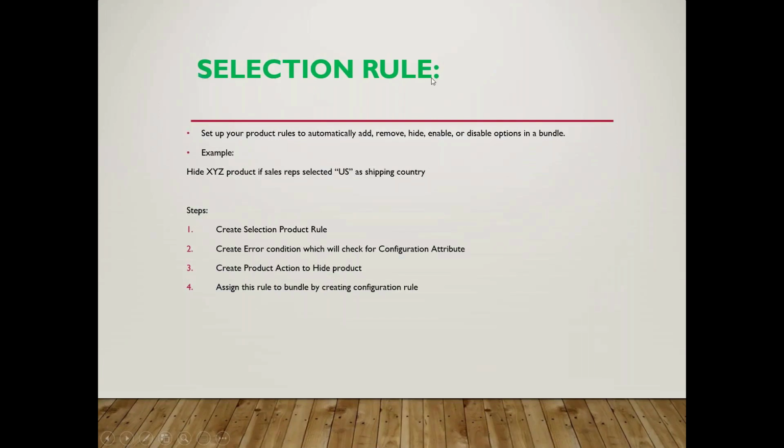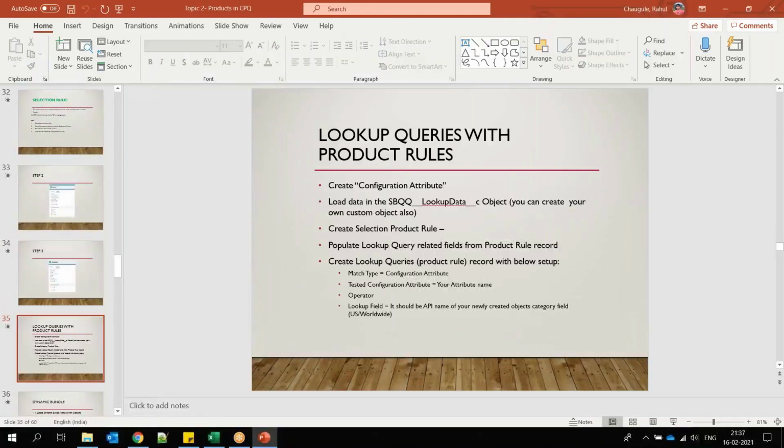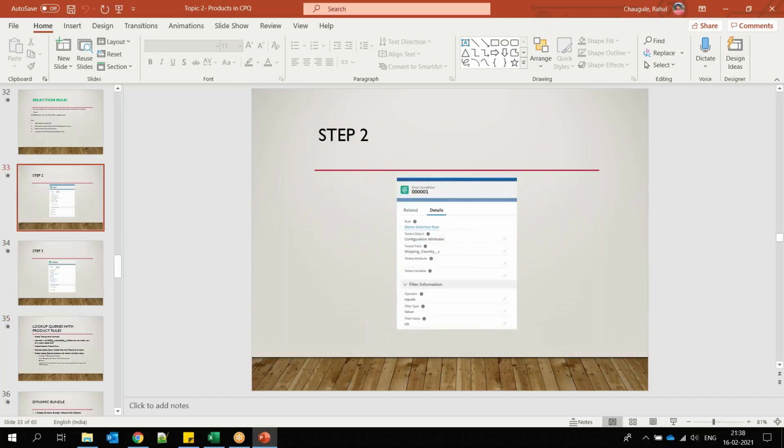So what we need to write is a selection rule for that in the backend of that particular configuration attribute. You need to create a selection product rule, and then create an error condition which will check for the configuration attribute. Whether your configuration attribute is US or India, based on that, it will create a product action to hide these particular products, right? And assign this rule to the bundle by creating a configuration rule. So these are the different steps we need to create.